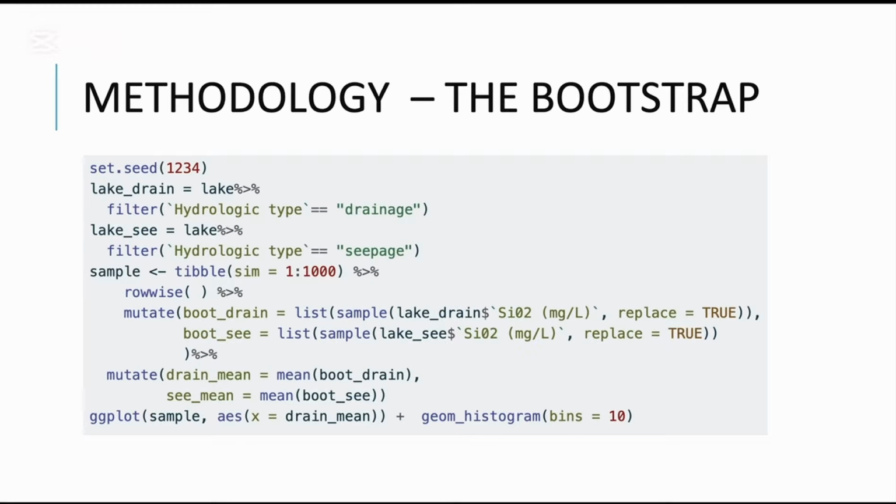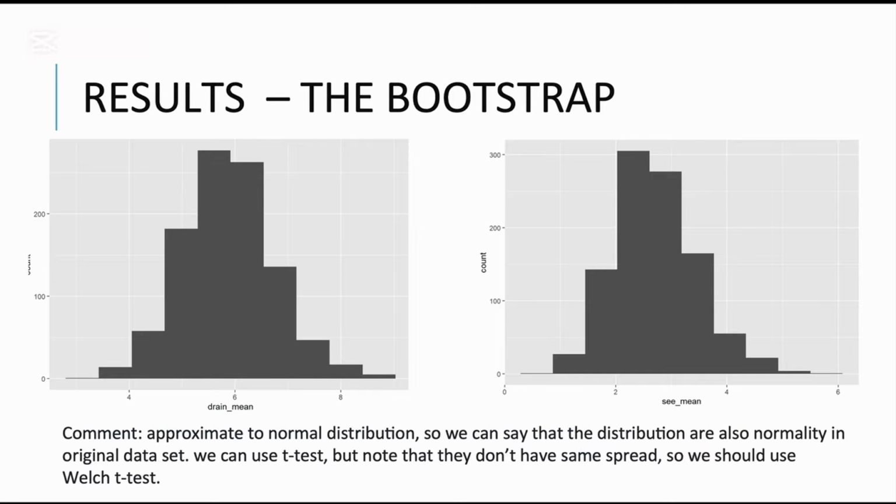Here's the code we use for the bootstrap. We first filter the data and perform 1000 resampling iterations with replacement for each group. From the histogram, we know that the distributions are approximately normal. Seepage lakes have a lower mean and a wider spread. This allows us to use a hypothesis test, such as the Welch t-test.